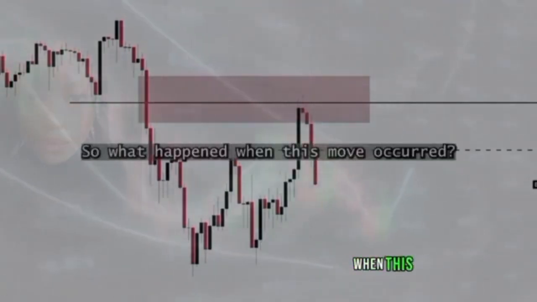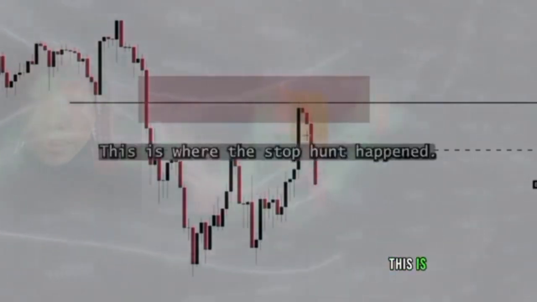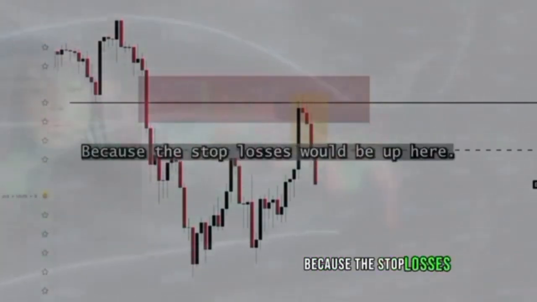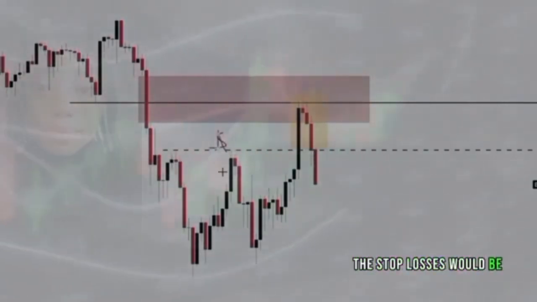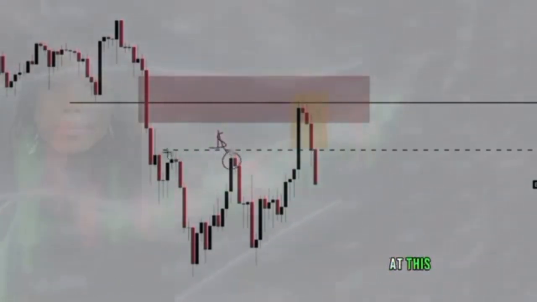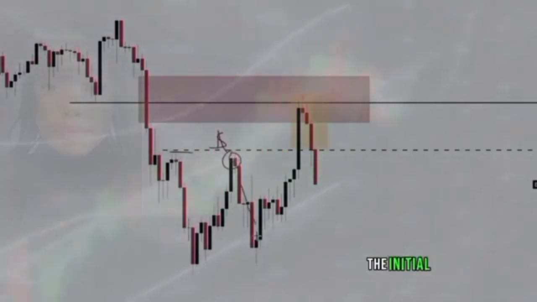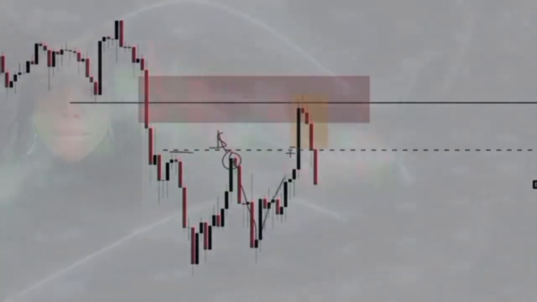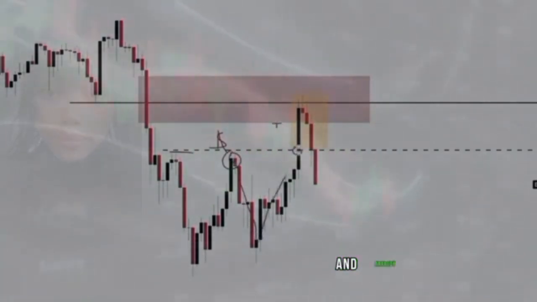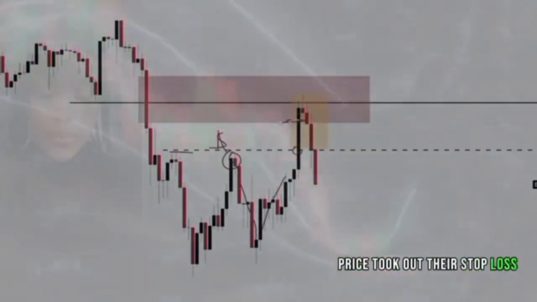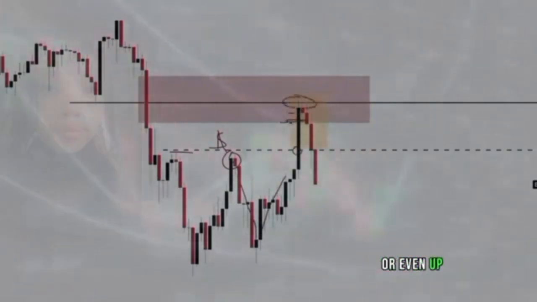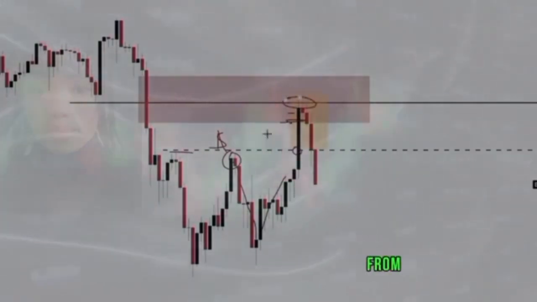So what happened when this move occurred? This is where the stop hunt happened. Why did the stop hunt happen right here? Because the stop losses would be up here. This is where the stop losses would be. Anybody that sold at this level, when price came back to the initial rejection, their stop losses would be right here. And anybody that tried to sell the market right here, price took out their stop loss, which would be somewhere here or even up here, for price to actually react from the fair value gap.